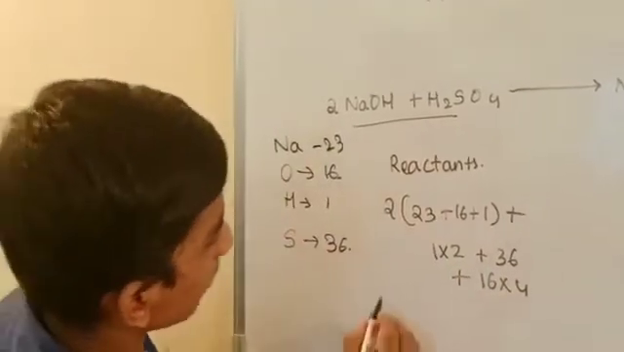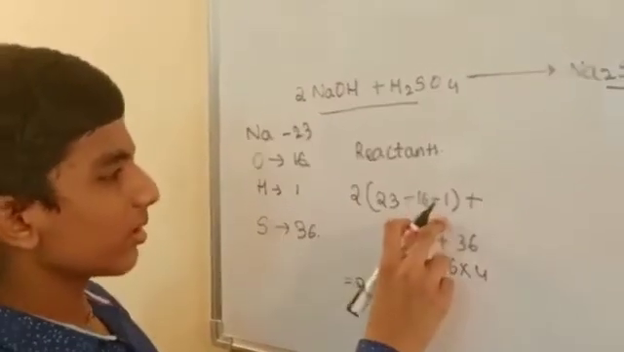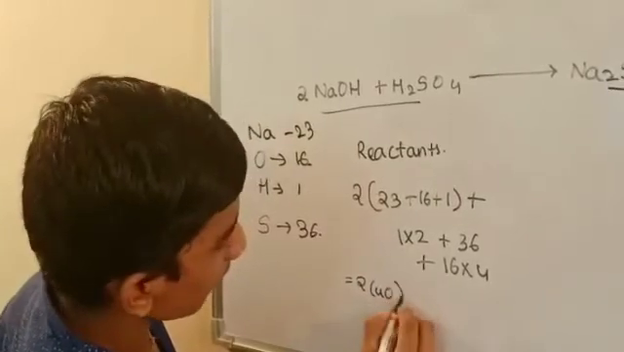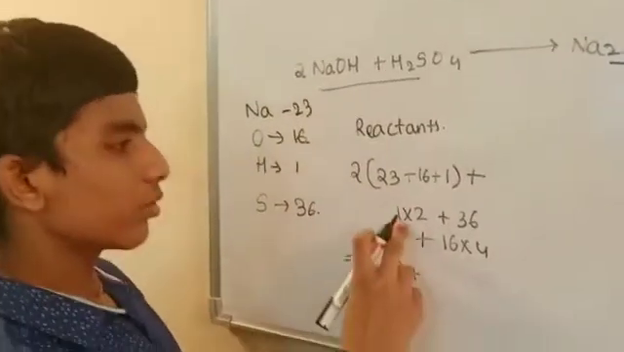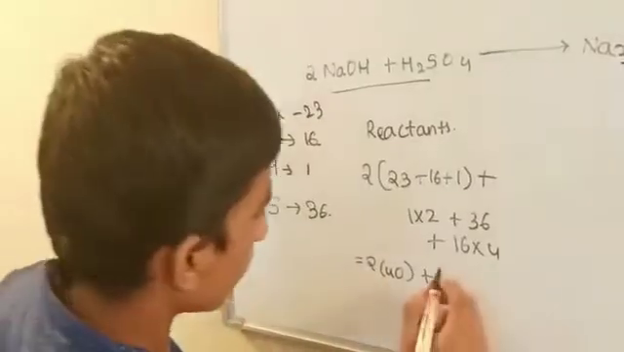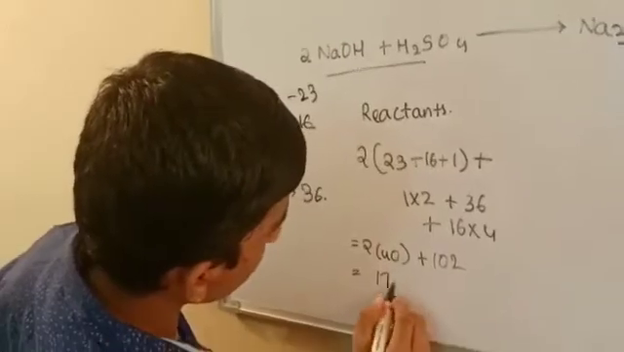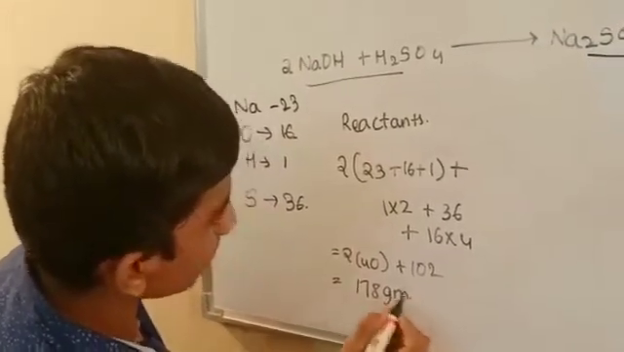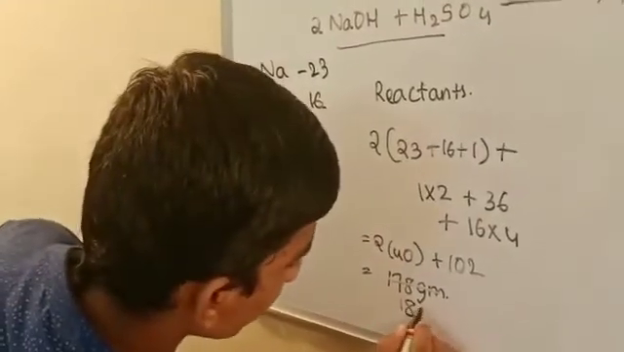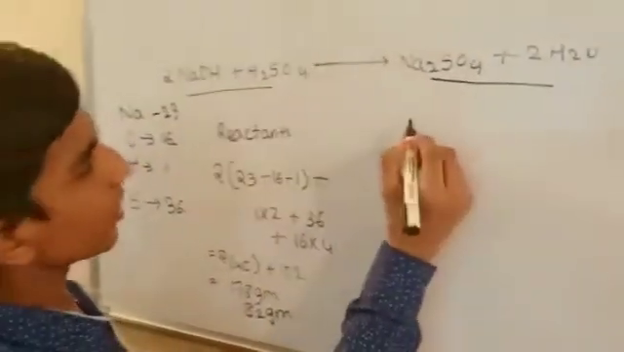Now let us check how much we got. 2 of what? 23 plus 16 plus 1, 40, so 2 into 40 is 80. Plus 1 into 2 plus 36 plus 64. We get 182 grams.